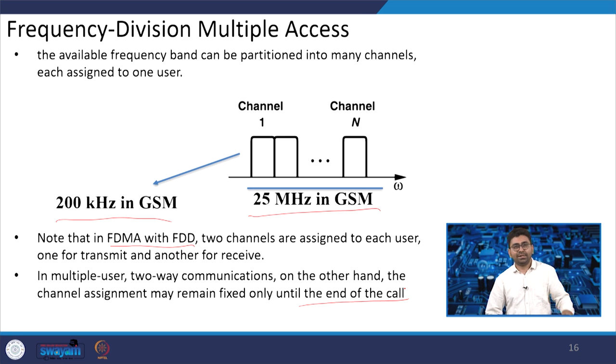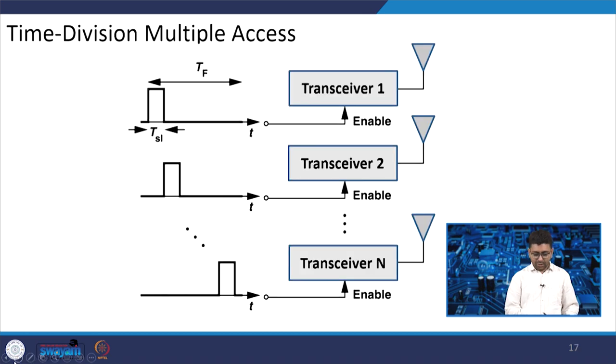So you need to give two channels to each user to make use of frequency division duplexing. Generally, in order to increase the number of users, TDD is also added. So the combination of FDD, TDD and FDMA will help us to get more users. Another is time division multiple access.